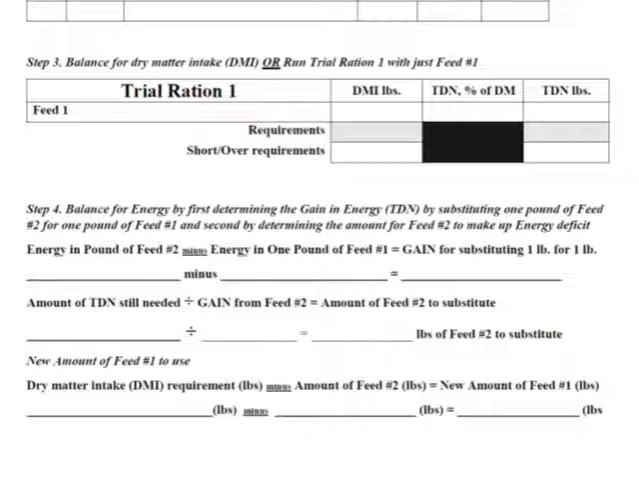So we start with feed 1. That's our hay. We're going to figure out the dry matter intake pounds. So we'll pull those down. That information will multiply through: dry matter intake times TDN percent divided by 100 will give us the pounds of TDN in that pile of hay. We'll compare those to requirements and then we'll figure out if we're under or over.